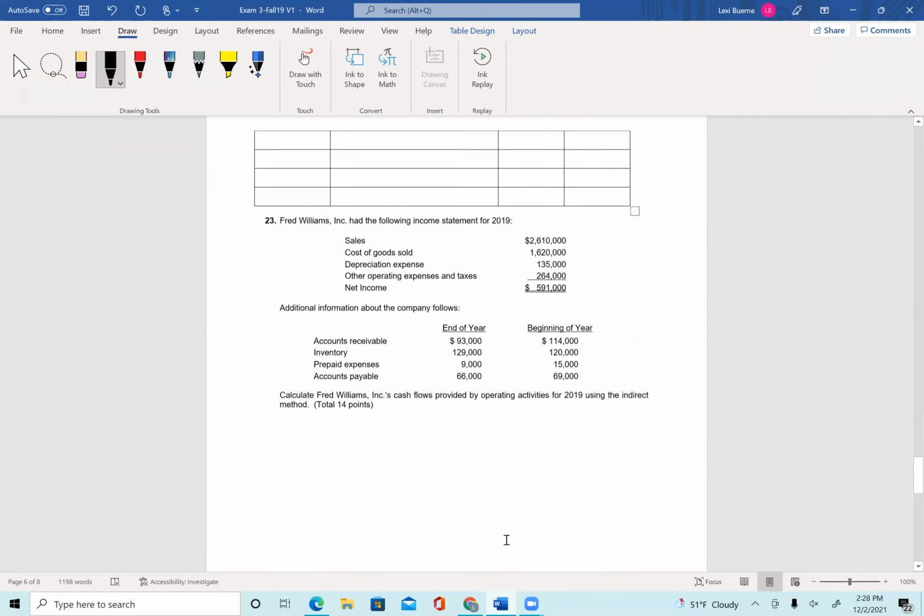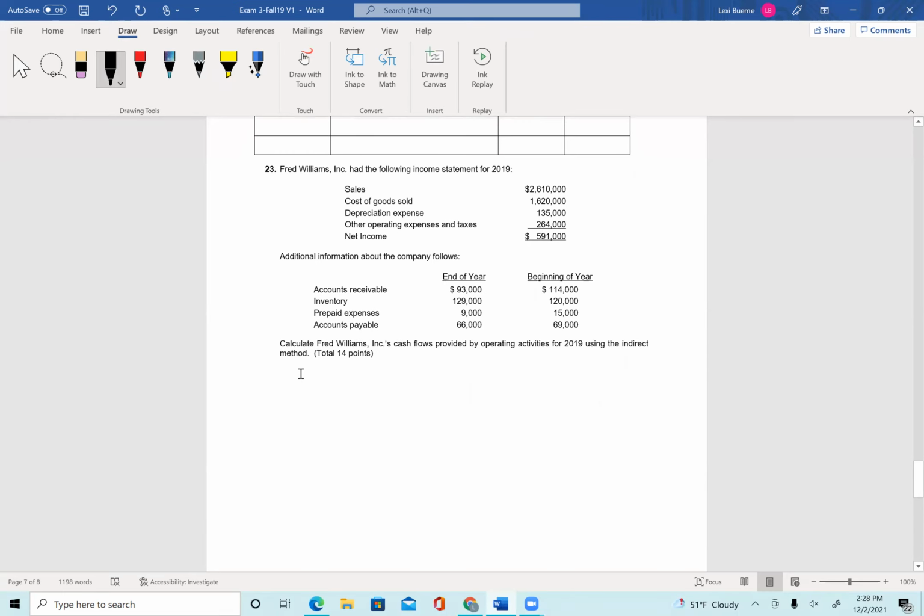And Fred Williams has the following income statement for 2019, gives you sales, cost of goods sold, depreciation expense, operating net income, accounts receivable, inventory, prepaid expenses, and accounts payable. So we're going to make the statement of cash flows just for operating. When it's using the indirect method, you're always going to start with net income of 591. You're going to add back depreciation expense, which is 135.